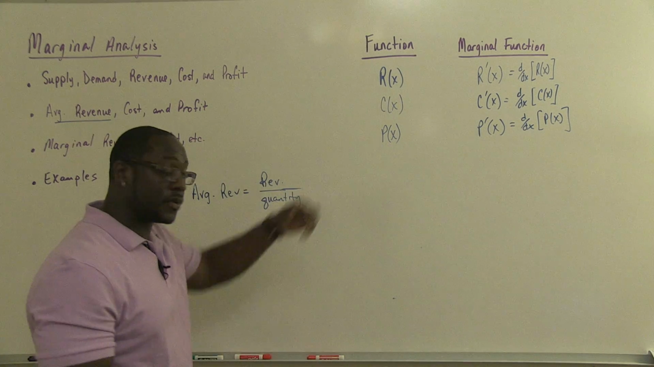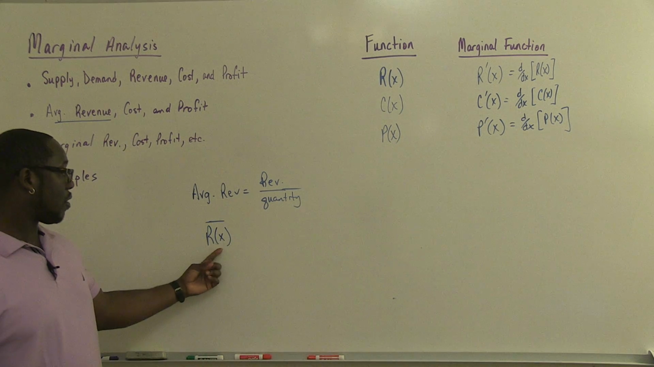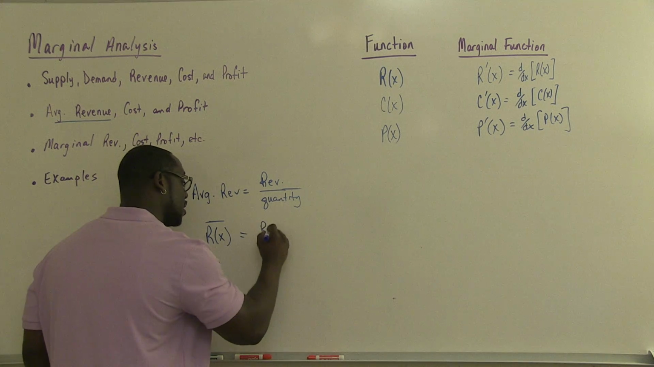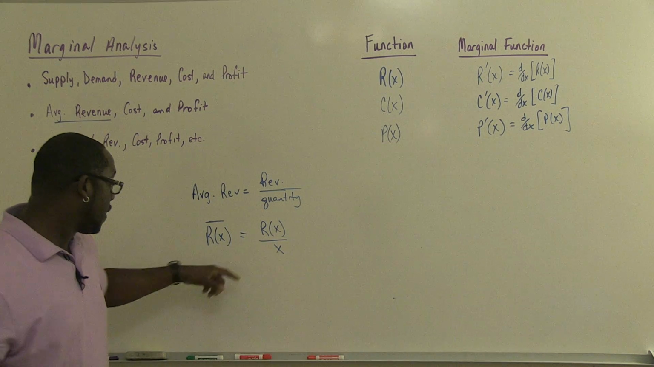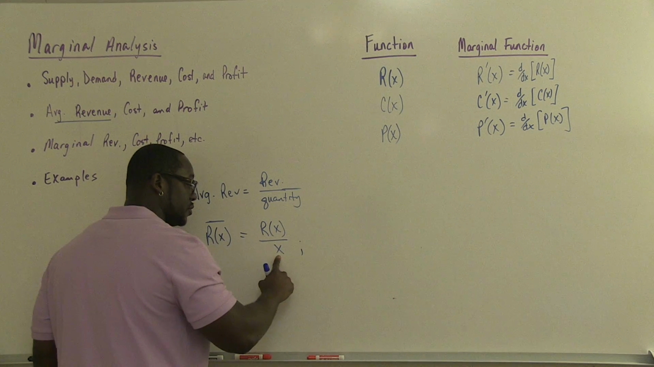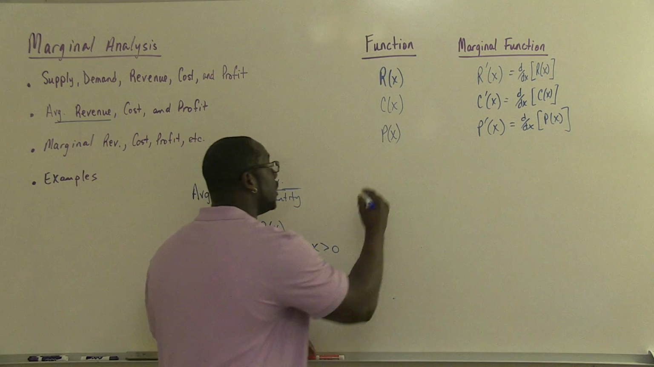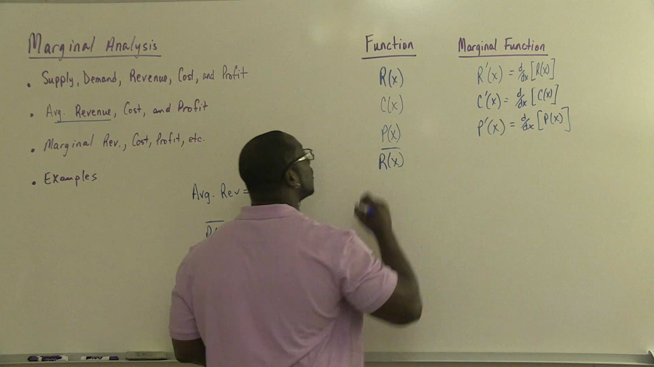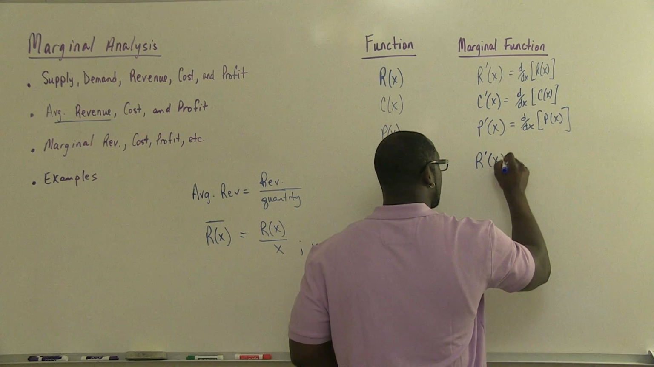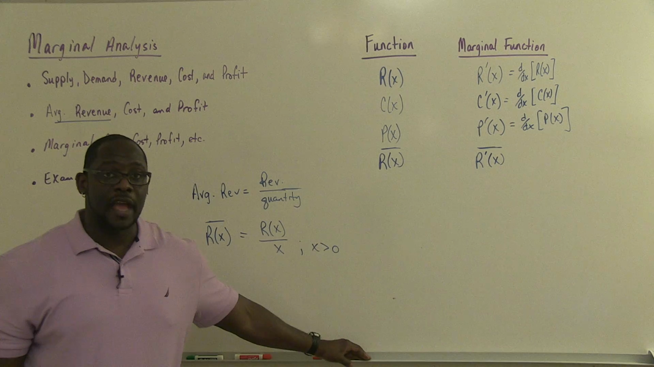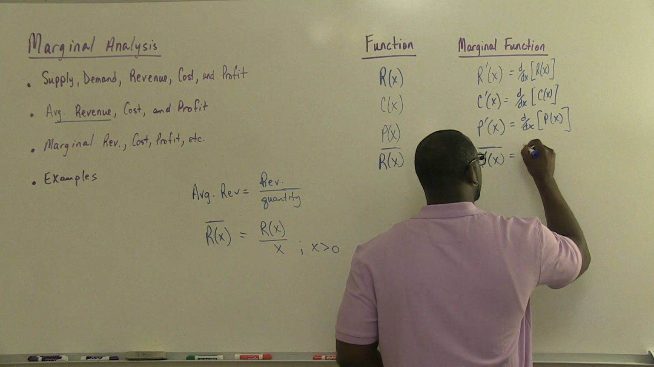Putting that in symbols, we could say that average revenue would be R of X with a line over it, and that would just represent R of X divided by X. Of course, whenever we do this particular version, we see the X is in the denominator, so X would have to be greater than 0 here. So if we had average revenue, then we would have to take the derivative of R bar in order to come up with the marginal function or rate of change of that.